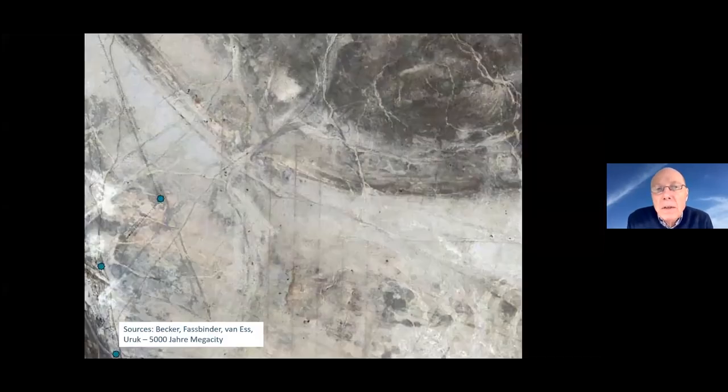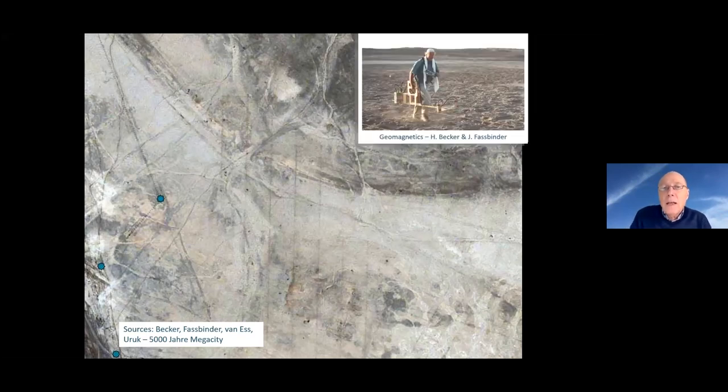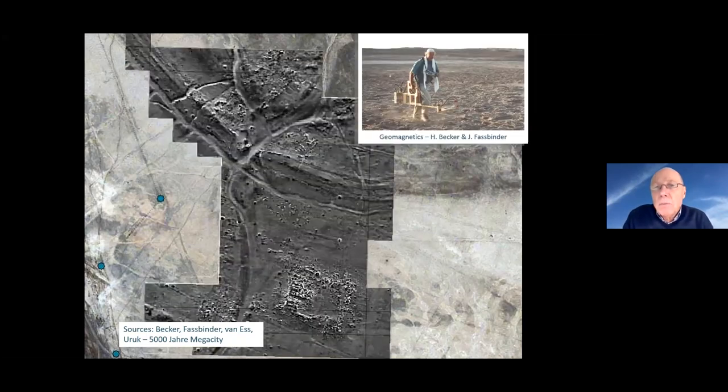And what was interesting, and this is also why I went there on the invitation of the DAI, because one had found in geophysics some kind of structures, which were interpreted as canals. The next slide will show us that, it was Helmut Becker and Jörg Fassbinder with their geomagnetics. They found out this nice picture, which you can see here. And it is relatively easy to interpret what you see as ways here, so to speak.